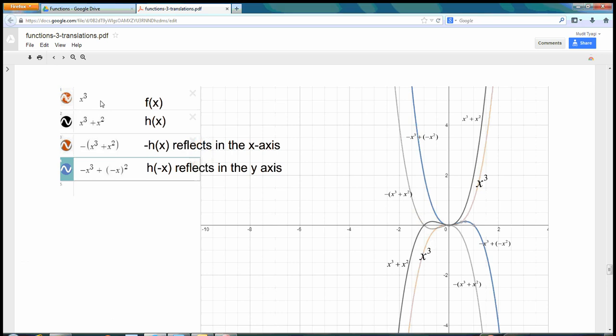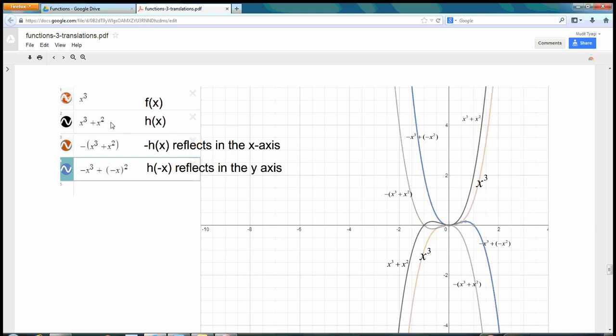So here I have graphed x cubed, and that's this brown graph, x cubed. And then just to make it interesting, I came up with a new function, h of x, which is x cubed plus x squared. And that's graphed in black here. And you see it's got this little bump, which is the effect of the x squared.